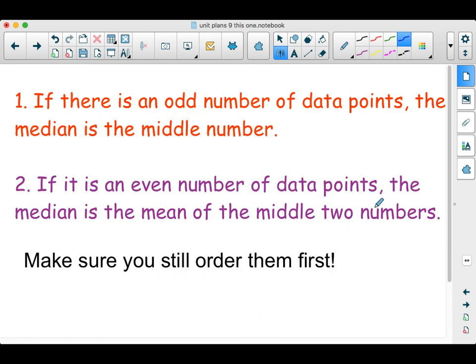So let's take a look at these rules. If there is an odd number of data points, the median is the middle number. Okay, so there is an actual number. You just have to count from the outsides and find the middle one. If it is an even number of data points, the median is actually the mean of the middle 2 numbers only. But you have to make sure that you still order them. That's the first step, always.